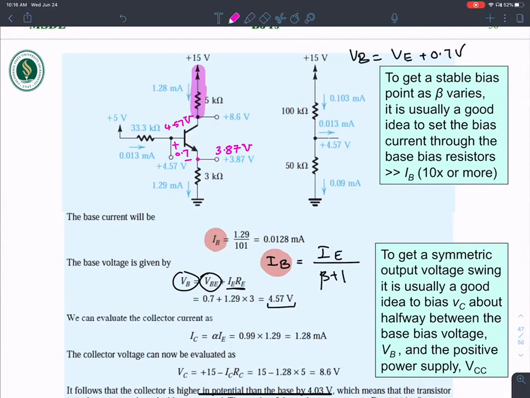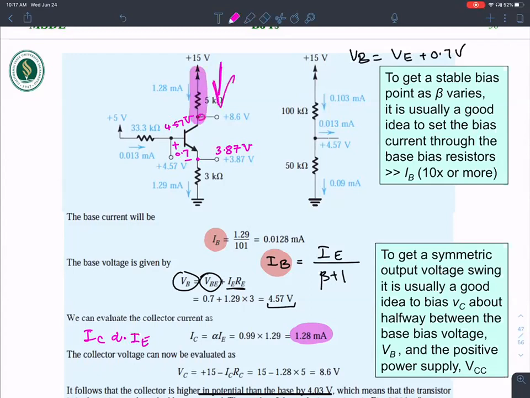IC current again is simply alpha times IE. Remember in the last problem, we calculated IE using IC over alpha. And alpha is nothing but beta over beta plus 1, which should be close to 0.99. So using that, I can calculate IC to be 1.28 milliamperes.